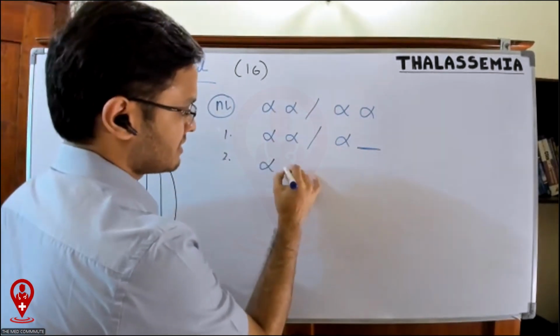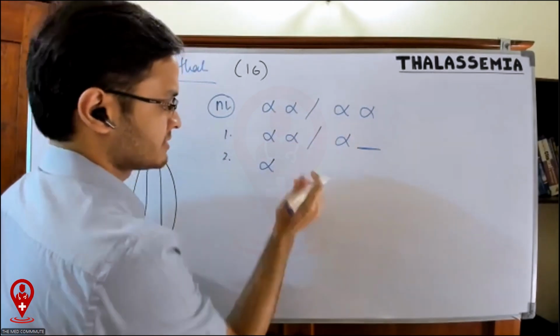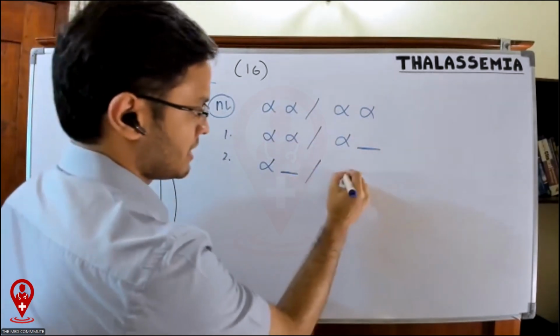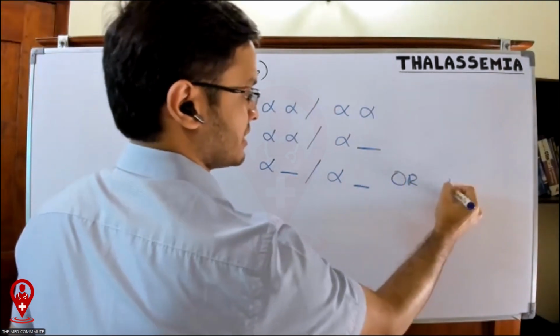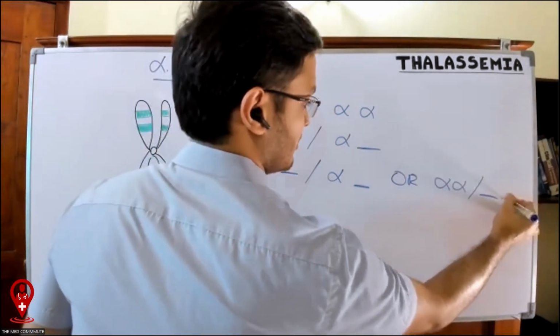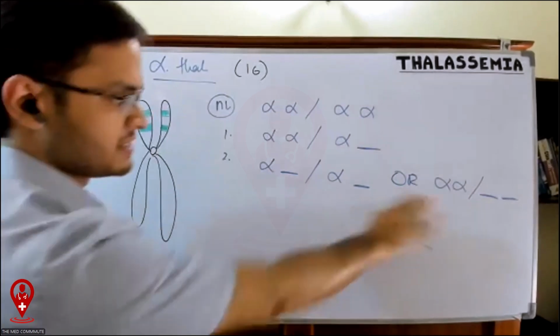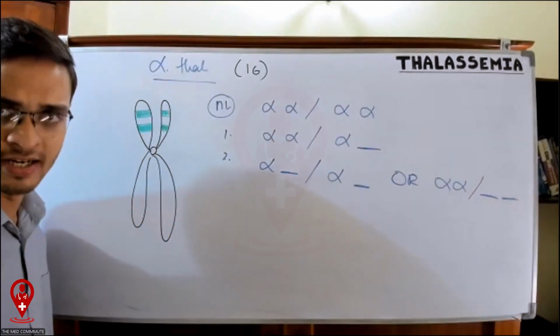If it is two deleted, what does it look like? There are two possibilities. One is like this and this, or it can also be that both of these are there, but both of these are gone. Right? Two alpha gene deletions.